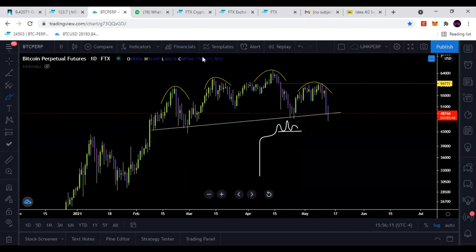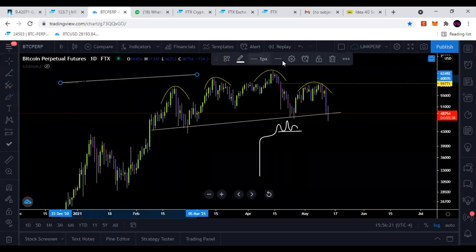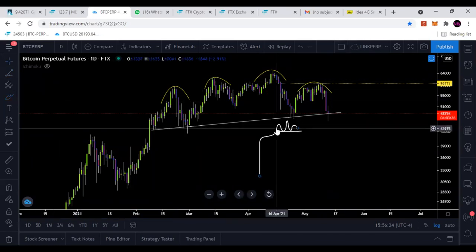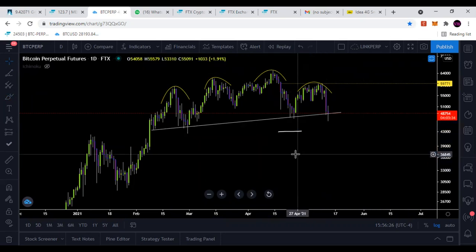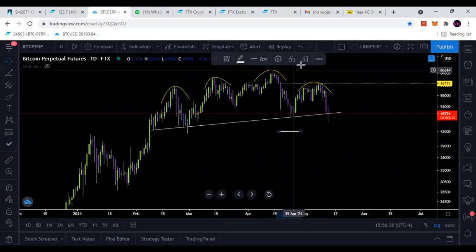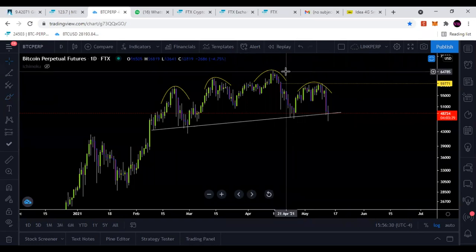So, and lastly, I don't want to take much time. Lastly, I would want to point out this. Okay, I have two things I want to point out before we call it a day, and we'll wait till tomorrow for this candlestick to close.